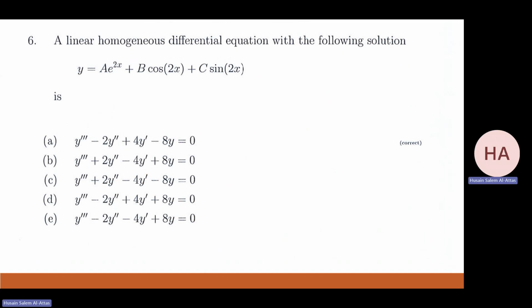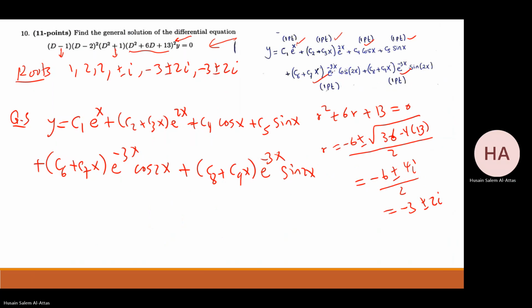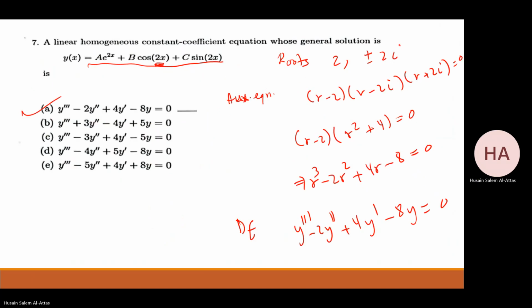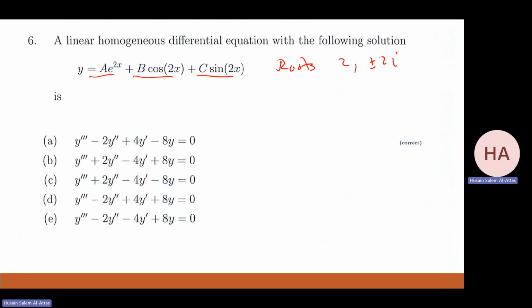Okay. A linear homogeneous differential equation, the following solution. Let's see what everything has as a solution. So the roots: 2, plus or minus 2i. I think we did something similar. He says this is his general solution. Since he wrote all the solutions, there is nothing I can add. So let me do it.